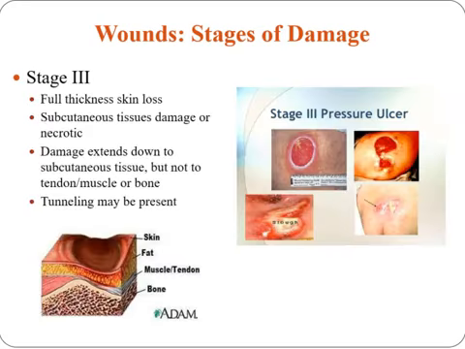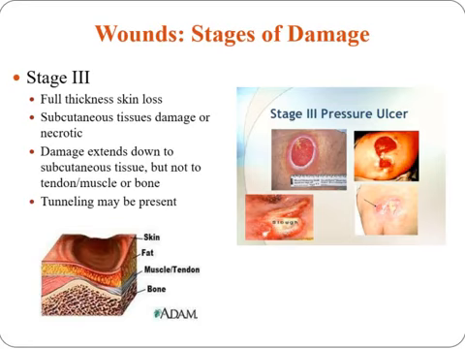Stage 3, we're really getting into some serious wounds. So stage 3 is full thickness skin loss into the subcutaneous tissues. And there's a lot of damage, and it can be necrotic, meaning that black. So the damage extends down to the subcutaneous tissue, but it does not get to the tendon, muscle, or bone. So that's how you're going to tell the difference between stage 3 and stage 4.